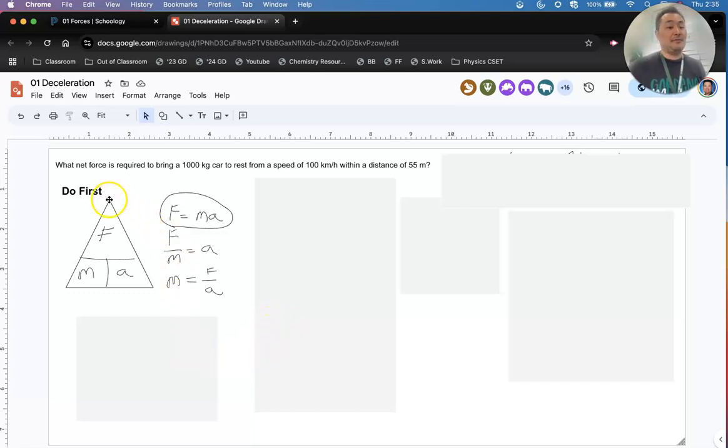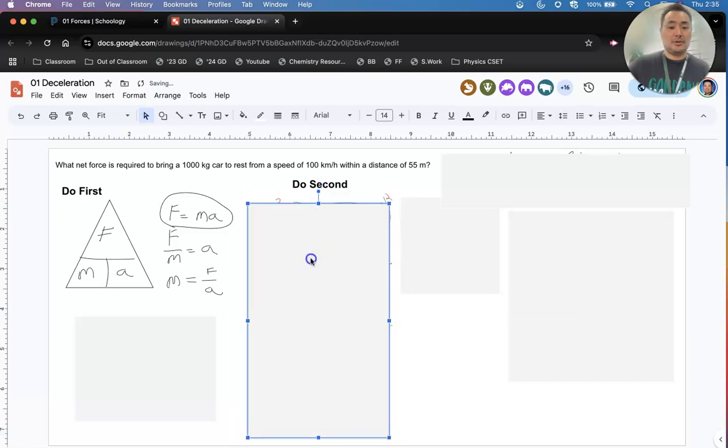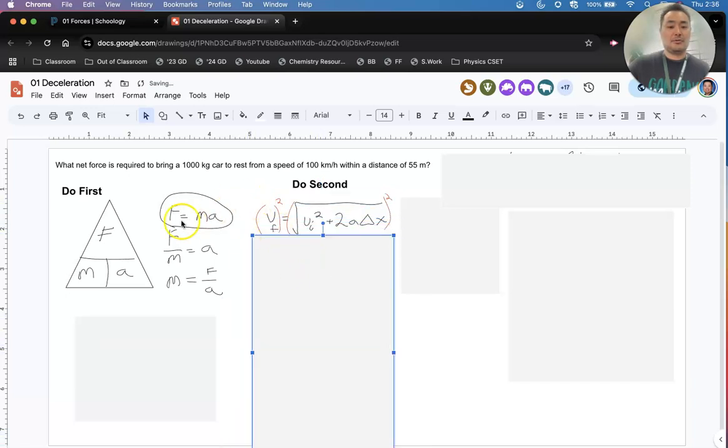Now we're going to try to find the force. That's what the question's asking for. How heavy something is and how much it's slowing down. And that means we're going to use the top formula. F equals ma. Now we have m, which is mass, 1,000 kilograms, but we don't have a. So in order to calculate a, we have to use a second equation and then plug it into the first equation. So this is the first equation on the left, second equation on the right.